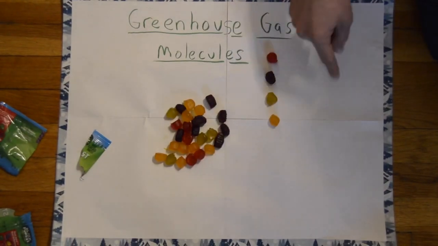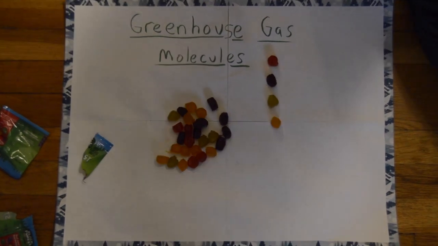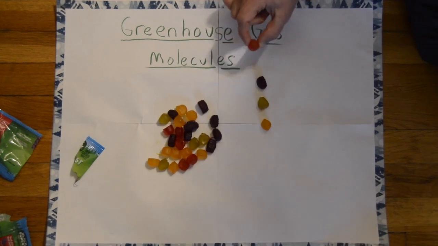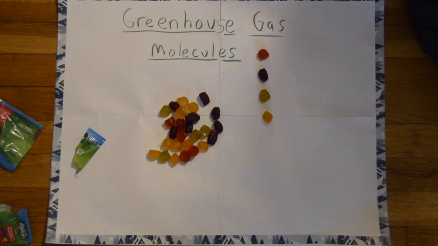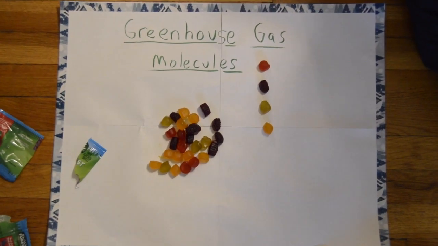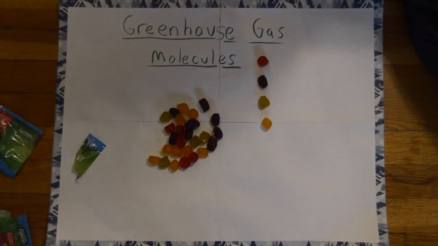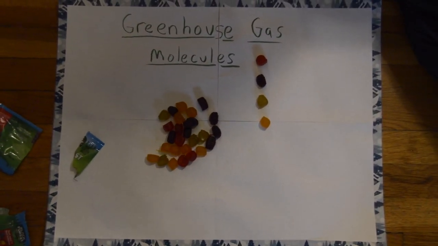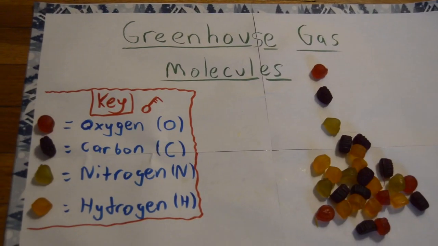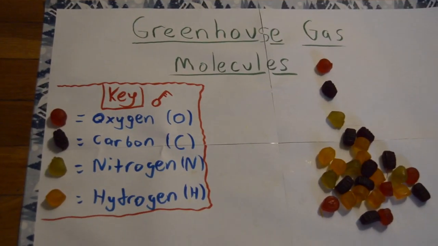So lucky for me, my fruit snacks already come in 4 different colors. So I'm going to come up with a system where each color represents a different atom. I'm going to have pink represent oxygen, purple represent carbon, green represent nitrogen, and yellow represent hydrogen. And then I'm going to make a key so that everyone else who sees my model can tell what each of those colors mean. So your key, when you're done, should look something like this.